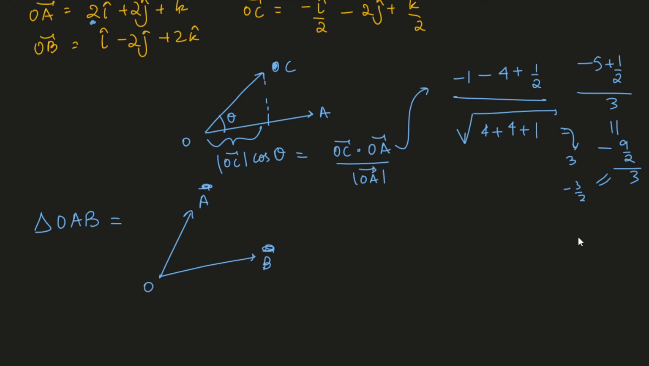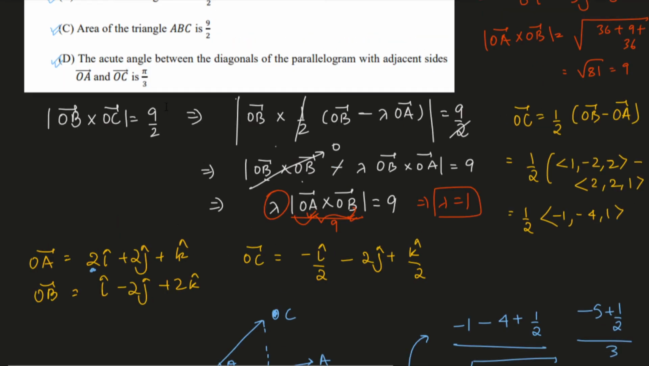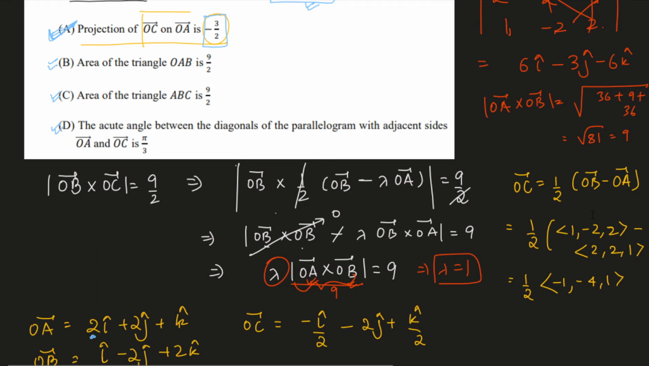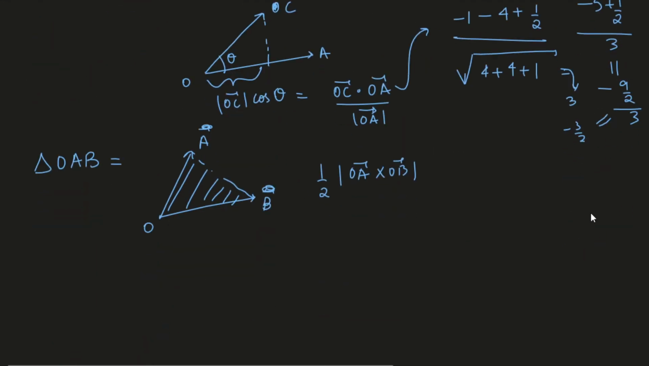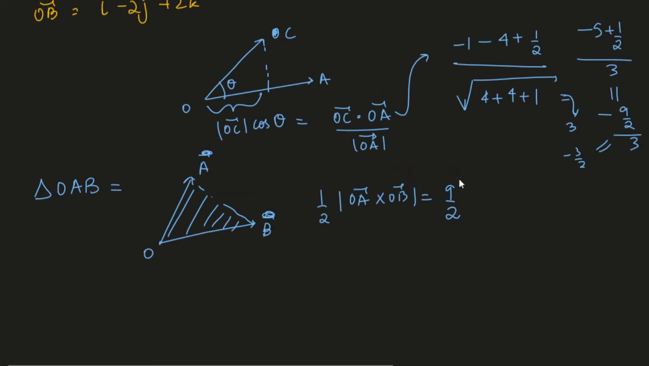Sorry, not to draw any arrows here. The area of this triangle is equal to half the magnitude of the cross product, so half the magnitude of OA cross OB, but we already calculated OA cross OB. That came out to be 9. So the area comes out to be 9/2, and so AB is also correct.